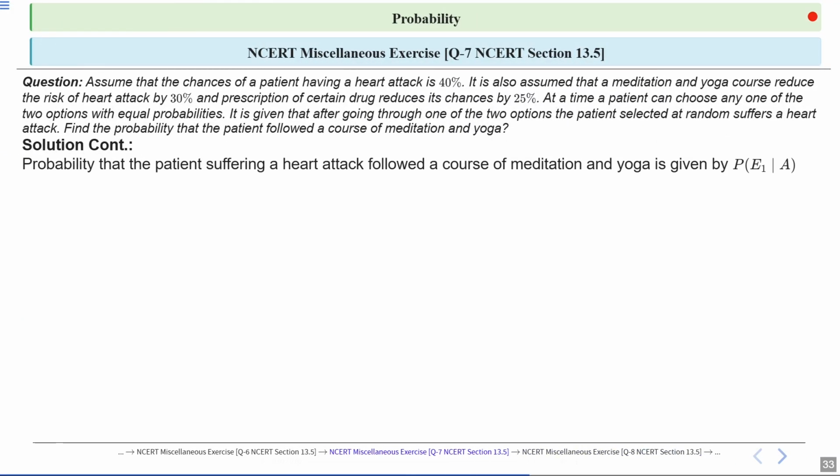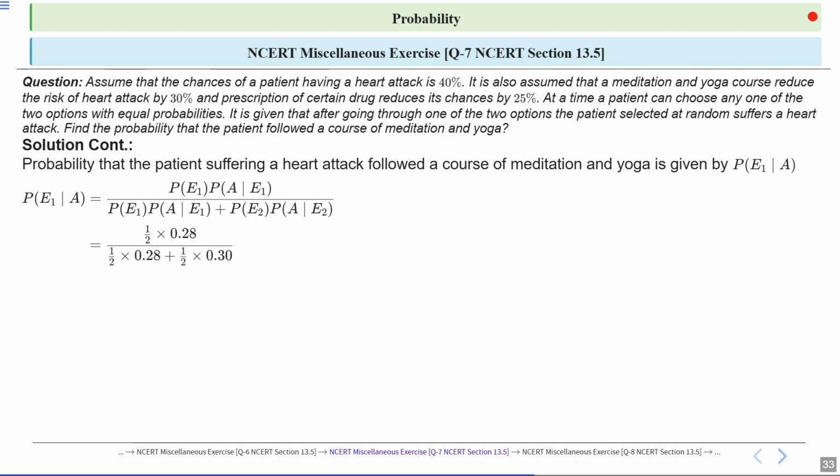Now, the probability that the patient suffering a heart attack followed a course of meditation and yoga is given by probability of E1 given that A. So, probability of E1 given that A, by Bayes theorem, is probability of E1 times probability of A given that E1, divided by probability of E1 times probability of A given that E1 plus probability of E2 times probability of A given that E2.